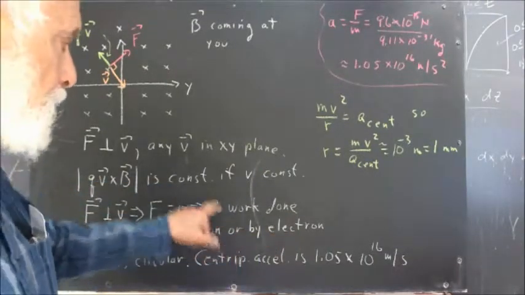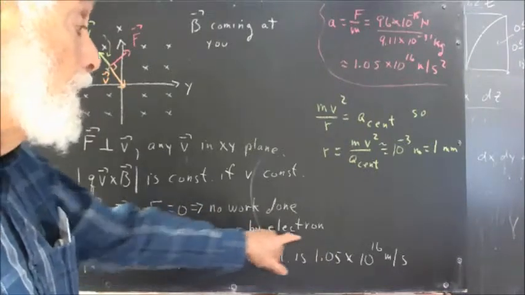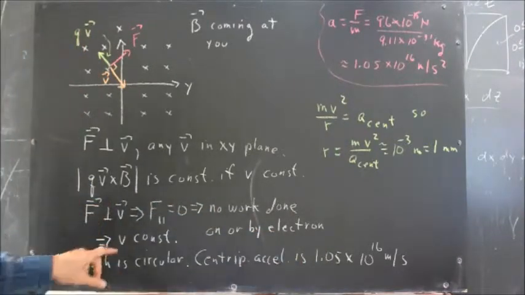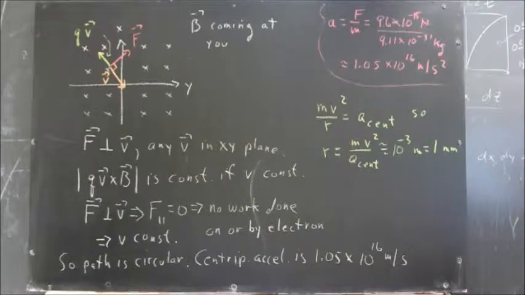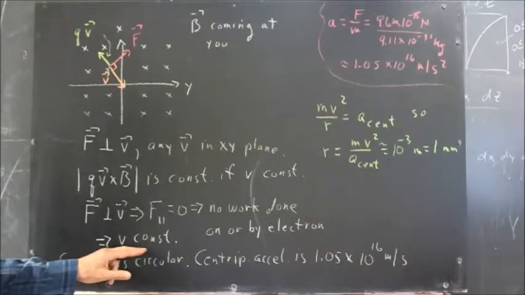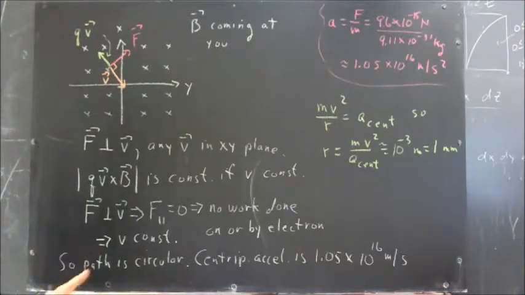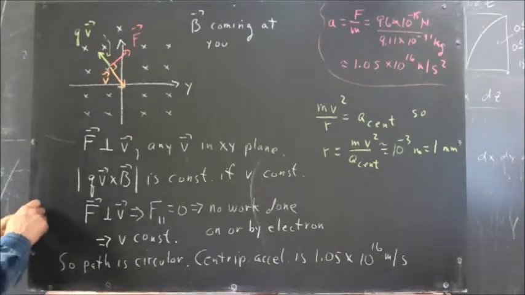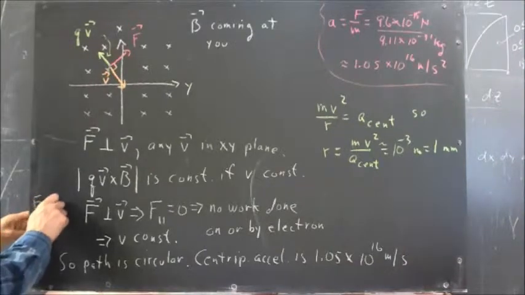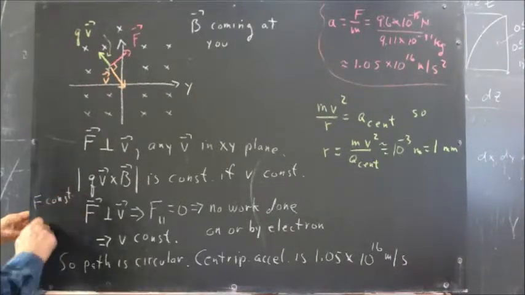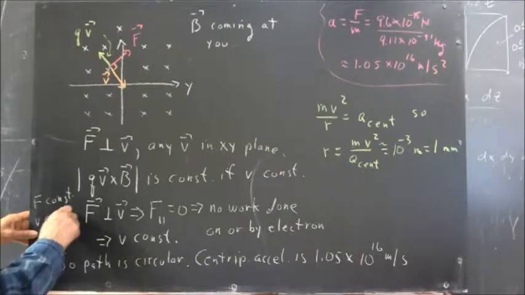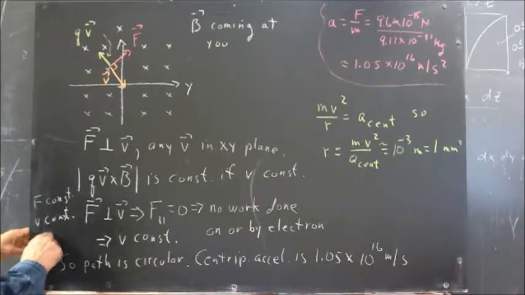And here the statement is no work is done on or by the electron in this case. So it has constant velocity. Now, what do we know about constant velocity with a force perpendicular to motion? A constant force perpendicular to motion. And I guess I should write down that the force is constant, V is constant, and the mass is constant.